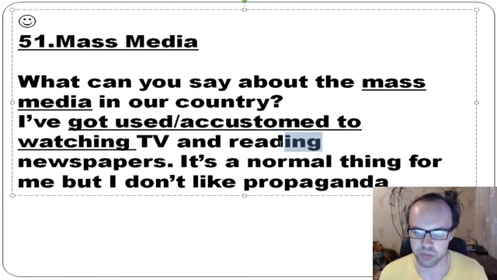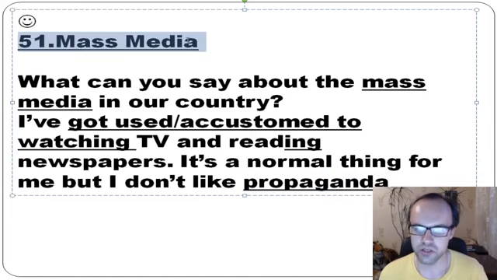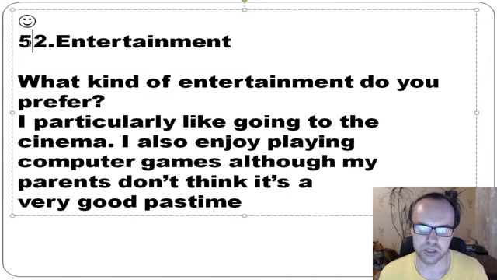And reading newspapers, it's a normal thing for me, but I don't like propaganda. Okay? So I think that you know this word and I don't need to translate it, propaganda. So what can you say about the mass media in our country? I've got used to watching TV, or I've got accustomed to watching TV and reading newspapers. It's a normal thing for me, but I don't like propaganda. So, I mean, when the information isn't true, when there is too much information maybe about some politicians, about some political parties.